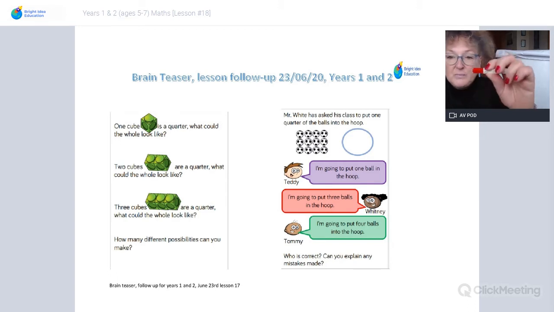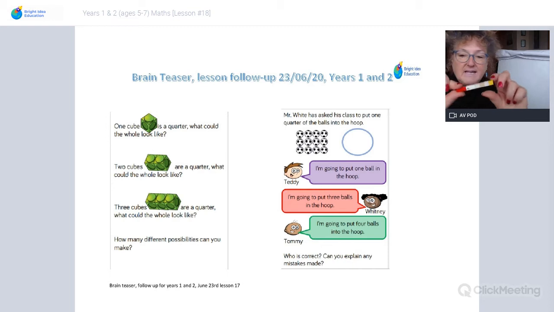So there's 2 cubes, and the whole is 4 times as many. 2, 2 twos, 3 twos, 4 twos. So the whole is 8, isn't it? If 2 is a quarter, there's 1 quarter, 2 quarters, 3 quarters, 4 quarters. The whole is 8 cubes. Looking down to the last one, if 3 cubes is a quarter, what does the whole look like?